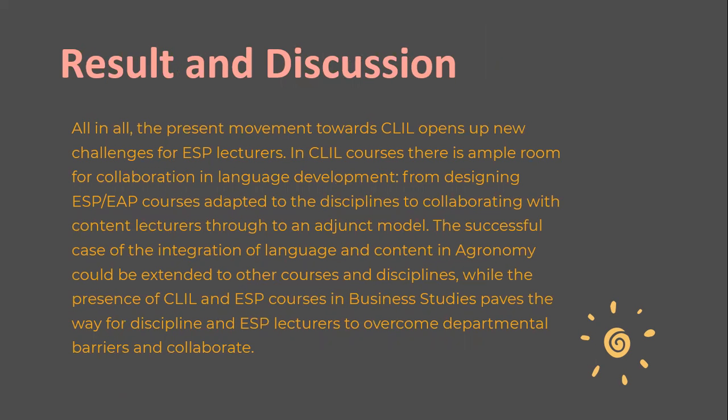And the last is result and discussion. All in all, the present movement towards CLIL opens up new challenges for ESP lecturers. In CLIL courses, there is ample room for collaboration in language development, from designing ESP or EAP courses adapted to the disciplines to collaborating with content lecturers through to an adjunct model. The successful case of the integration of language and content in agronomy could be extended to other courses and disciplines, while the presence of CLIL and ESP courses in business studies paves the way for discipline and ESP lecturers to overcome departmental barriers and collaborate.